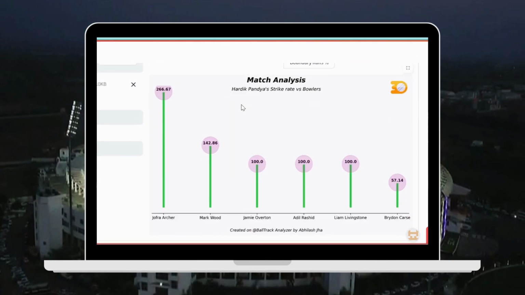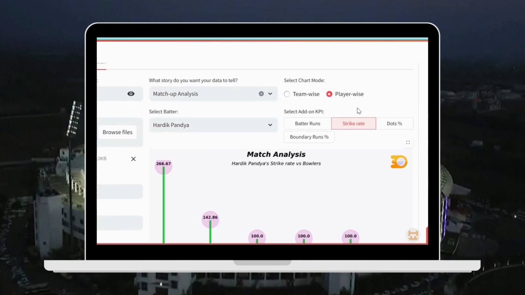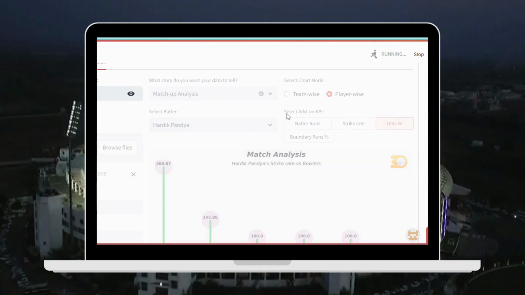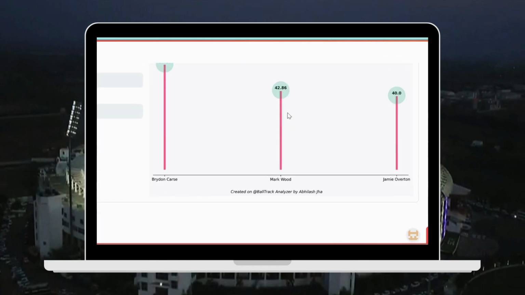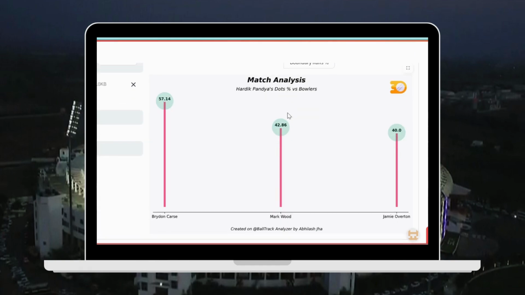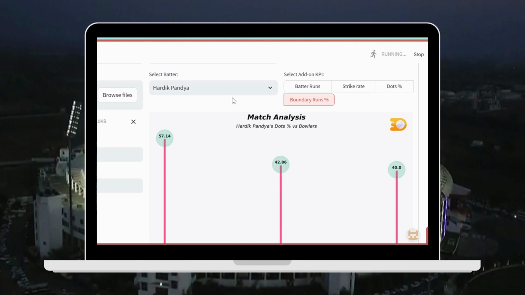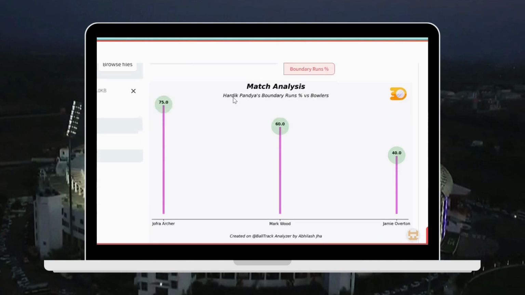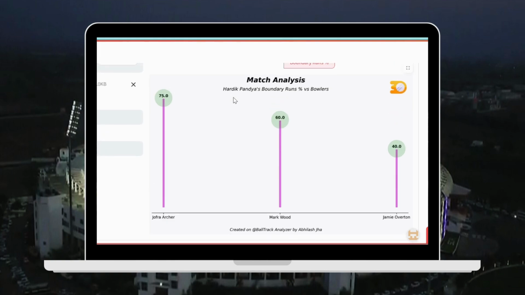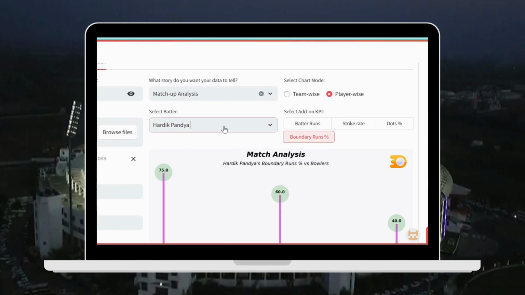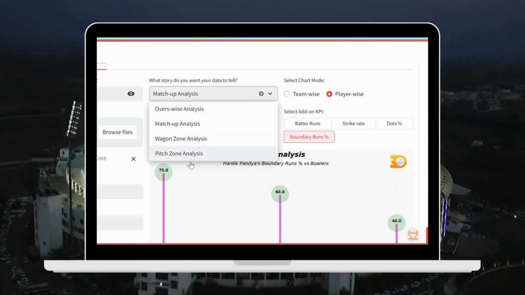As far as the strike rate versus bowlers is concerned, against Adil Rashid and Liam Livingstone it stood at 100, and against Brydon Carse it stood at 57.14. So these are three bowlers who managed to keep Hardik Pandya quiet during the innings. Looking at dot ball percentages, Brydon Carse bowled the most number of dot balls against Hardik Pandya. And in boundary percentage, Jofra Archer was targeted by Hardik Pandya. So this was the matchup analysis.